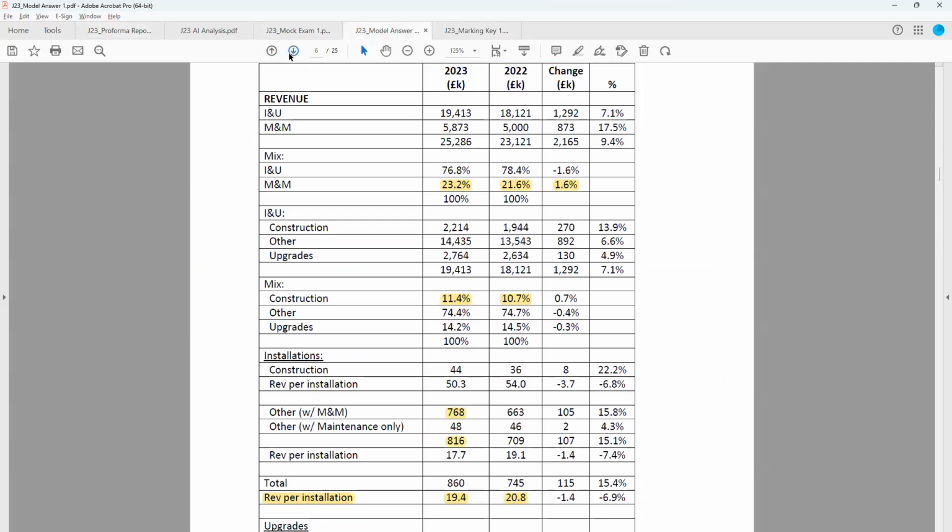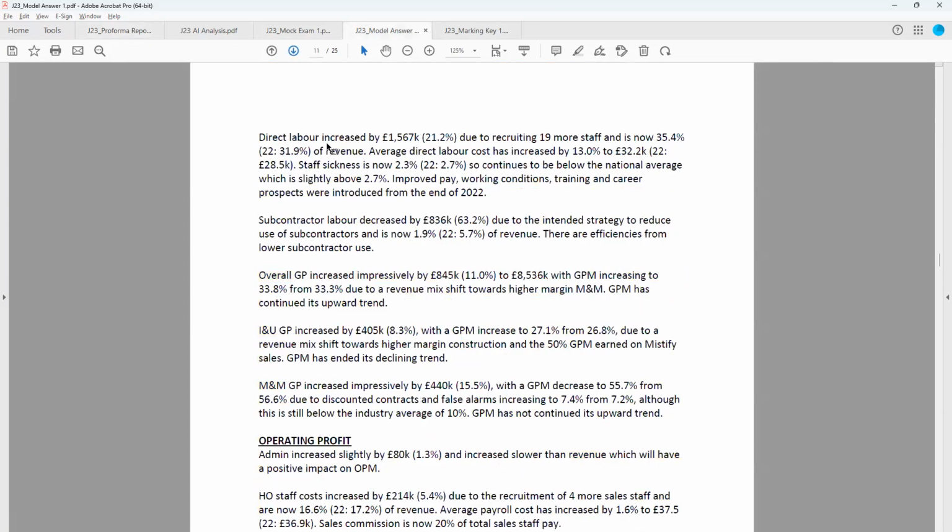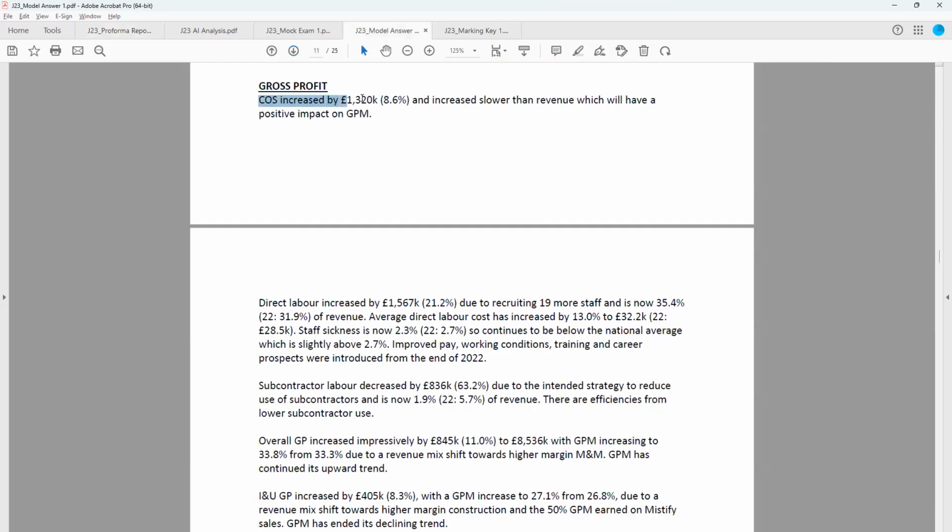But again, you can see, same exam technique really, particularly with the cost of sales. So look at cost of sales overall, say what it's gone up or down by, but then compare that with the revenue growth, because that will have an impact on the gross profit margin. So overall cost of sales in total is going up by less than revenue. So that will cause the gross profit margin to go up. The costs are going up, but revenue is going up by more, and therefore the profit margin will be higher.